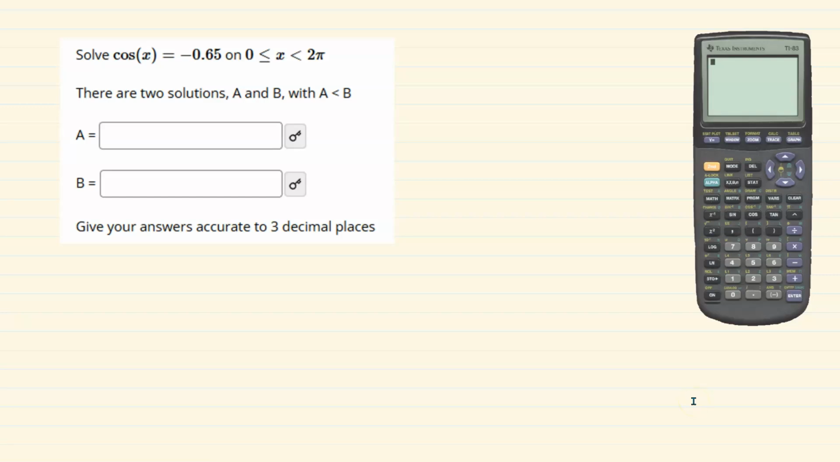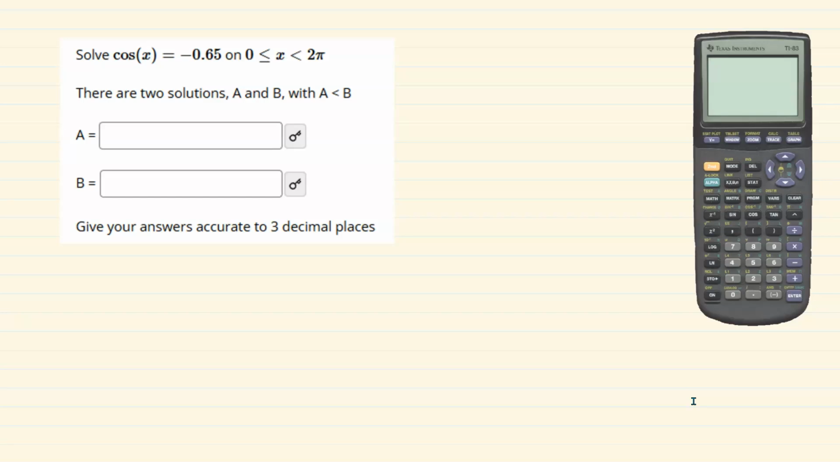All right, we want to solve cosine of x equals negative 0.65 on 0 to 2 pi for the values of x. We're given that there's two solutions, a and b, where a is the smaller value, b is the larger value, and we want our solutions accurate to 3 decimal places.